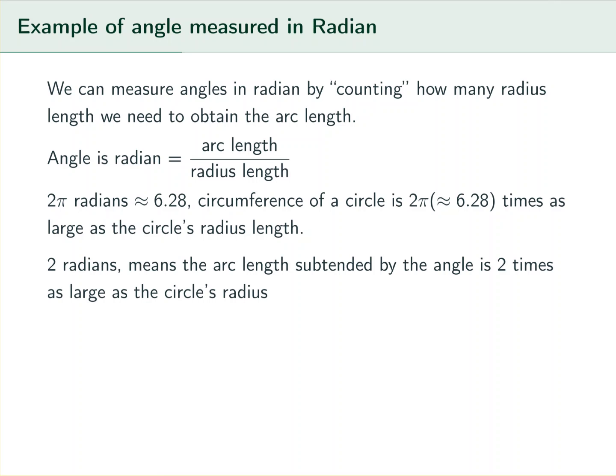Now how about 2 radians? Not 2 pi radians, 2 radians. 2 radians means that the arc length subtended by the angle is 2 times as large as the circle's radius. So I can quickly sketch this. If I have a radius this length, then this arc length is 1 radian, here's 2 radians. So this angle right here represents 2 radians.